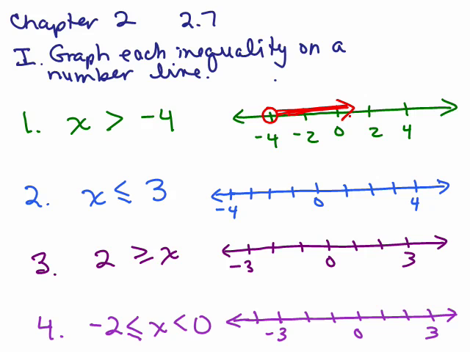Now an easy way to check this is to pick a number that it's going through, like 0, and say, is 0 a solution? If you put in 0 for x, is 0 bigger than negative 4? Yes. So I've got it going the right direction.